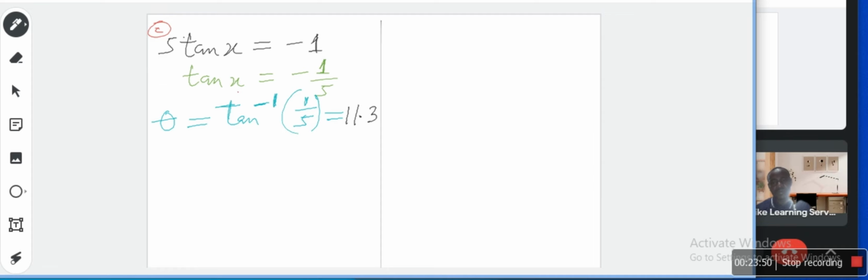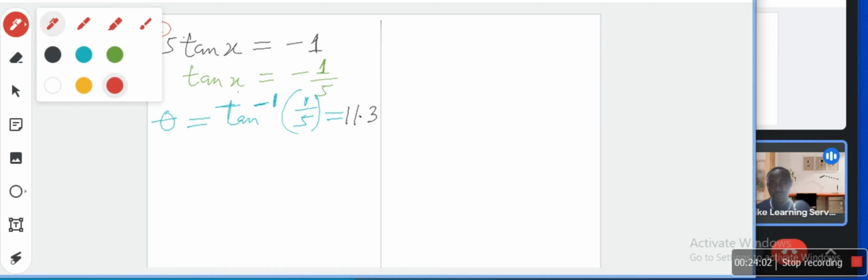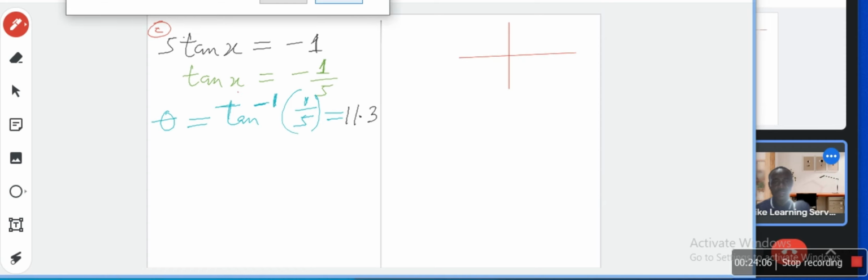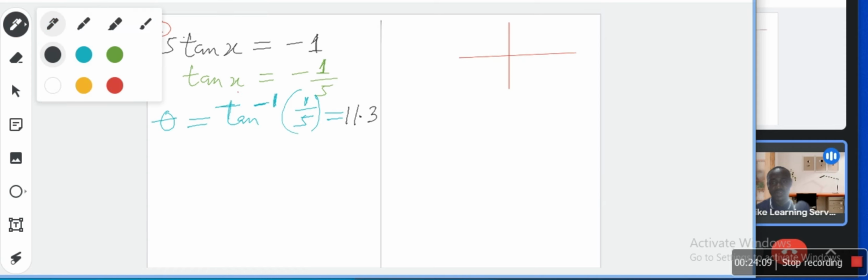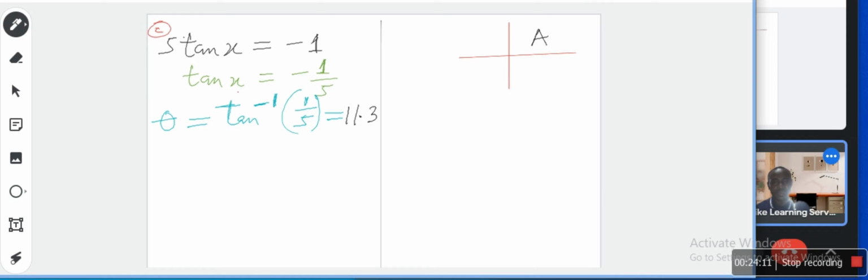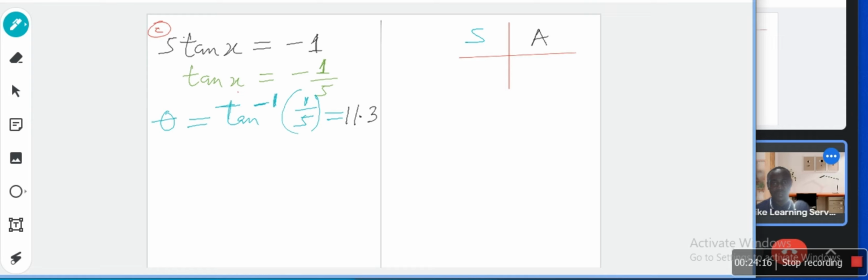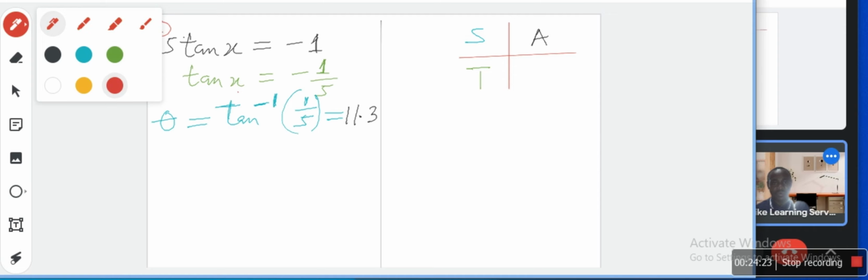11.3. Since it's not the final answer, it could have been to 4 significant figures, but let's just leave it as 11.3. Okay, so we go to our quadrants. I will repeat the quadrants here. In the first quadrant, it is all. In the second quadrant, it is only sine. In the third quadrant, it is only tan that is positive. In the fourth, only cos.